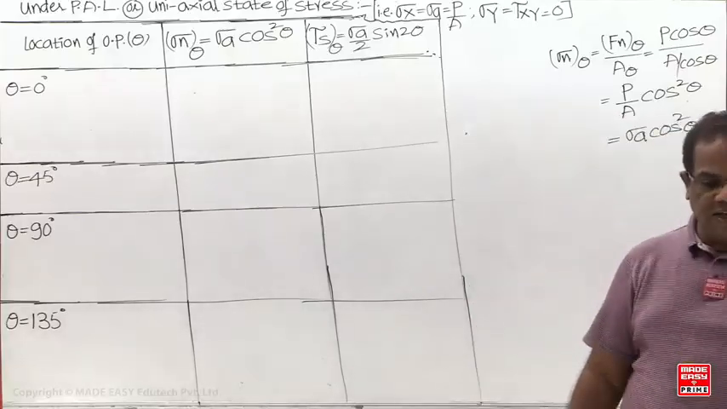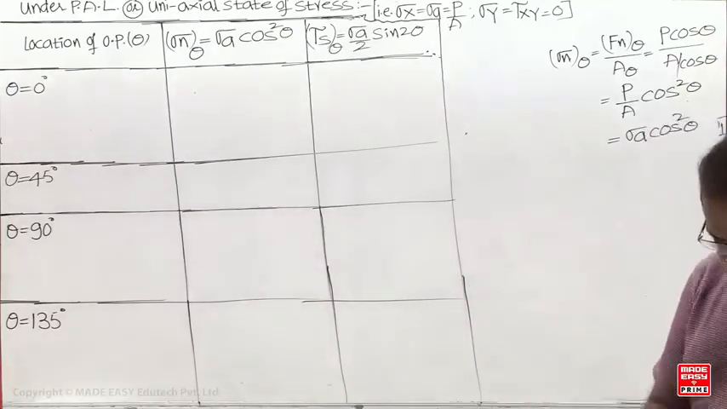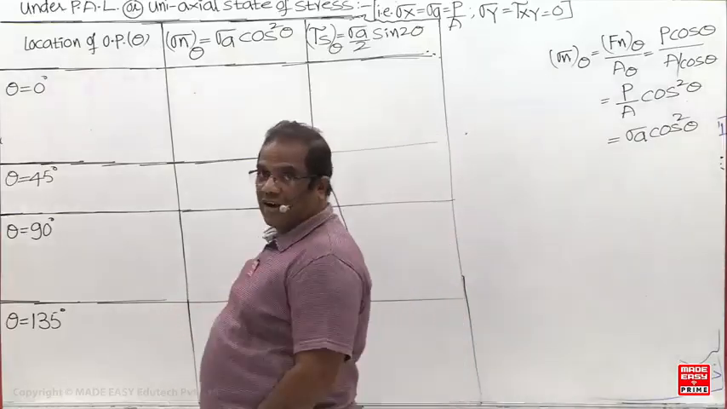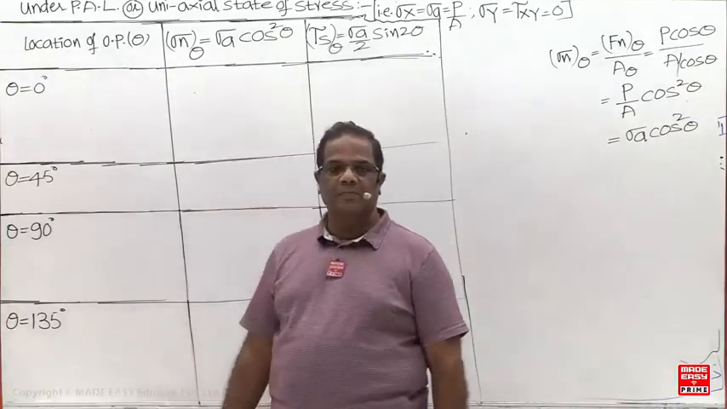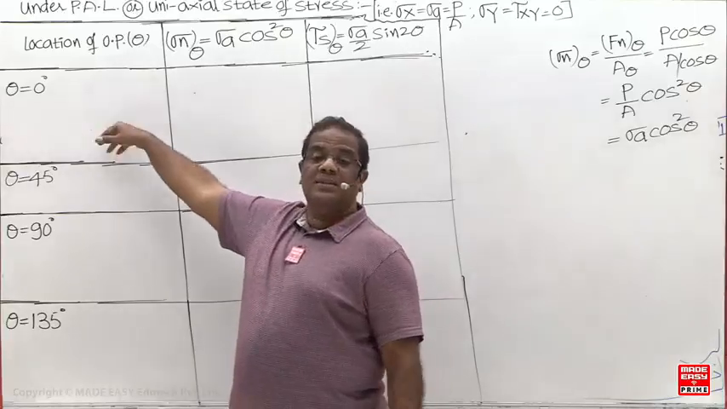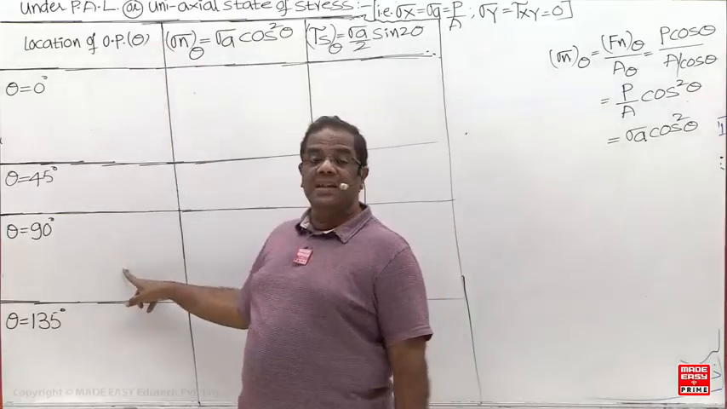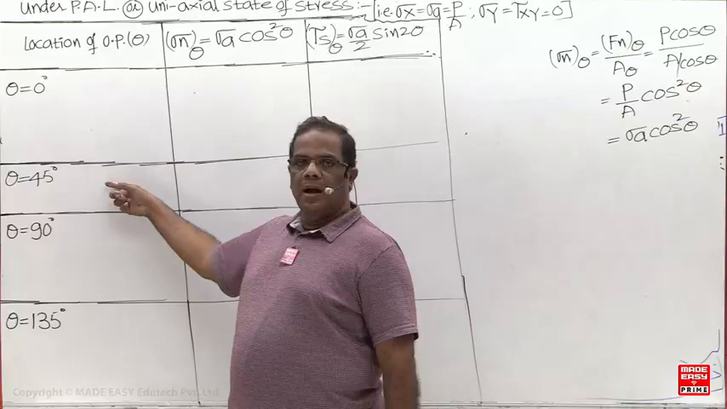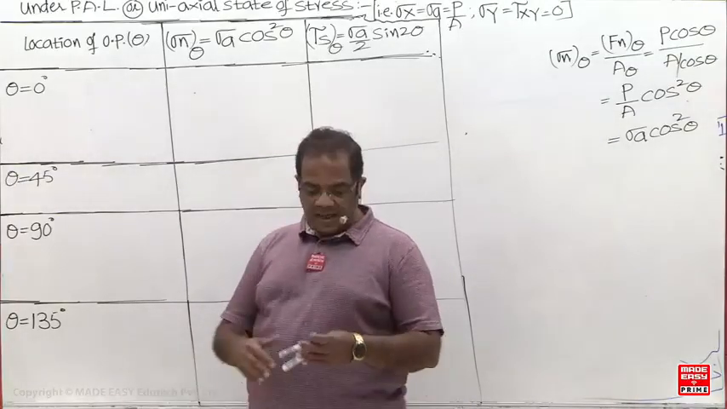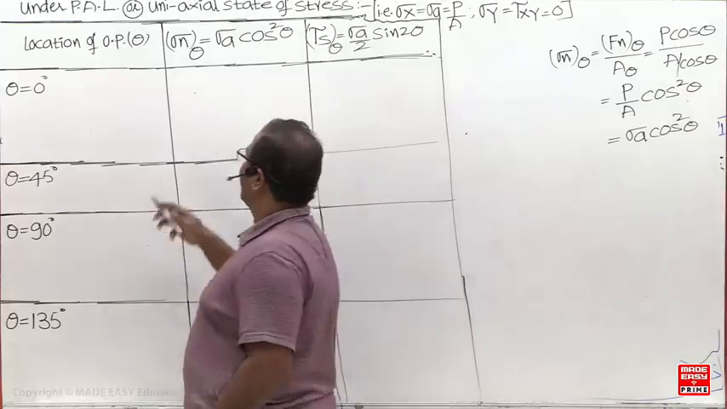Now can you complete this table? Why have we taken only these 4 planes? At a point there are infinite planes, so why have we considered only these? At 0 degrees normal stress is maximum. At 90 degrees normal stress is minimum. And shear stress is maximum at 45 and 135 degrees. That's why I consider these 4 planes. So what is this value?